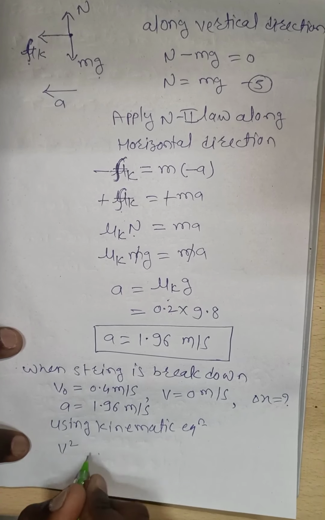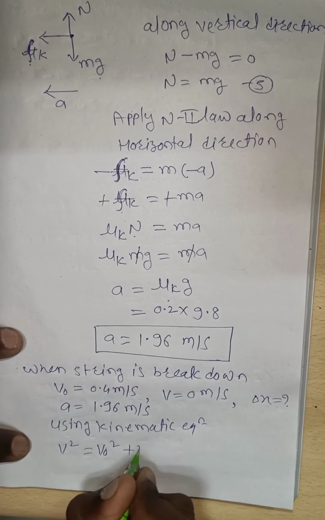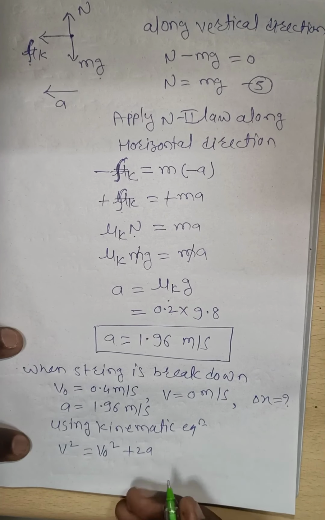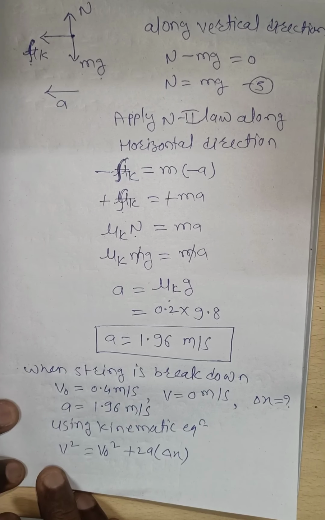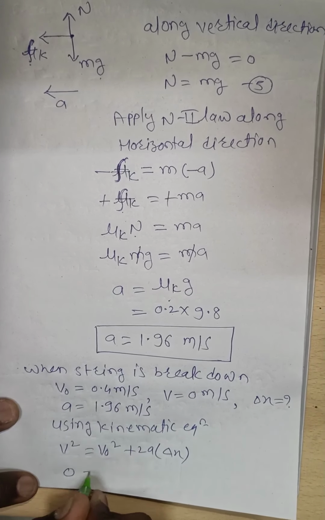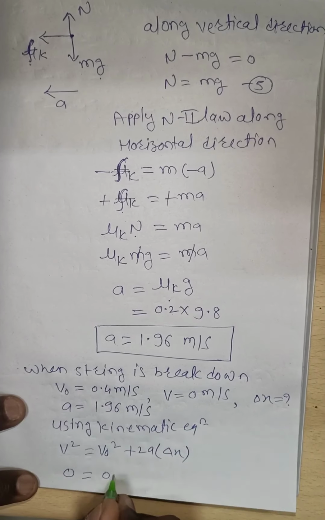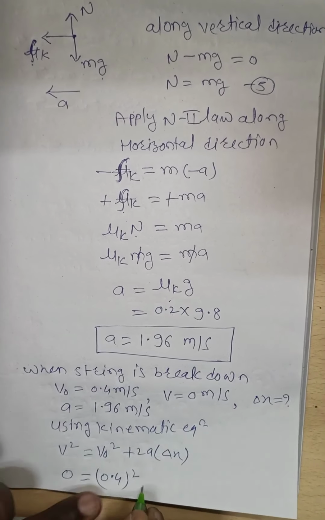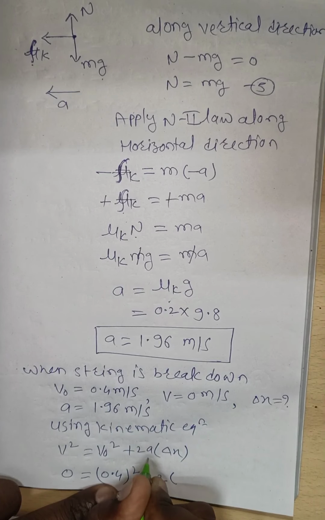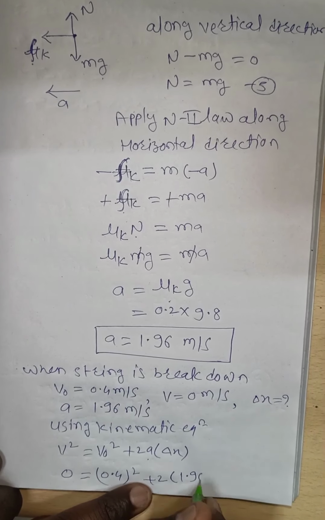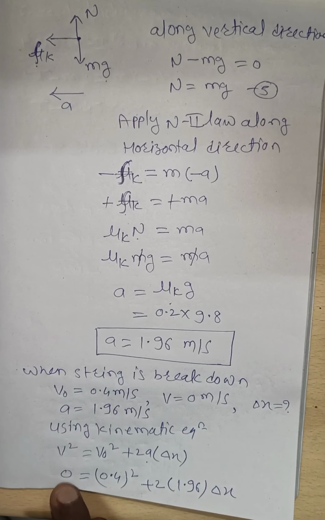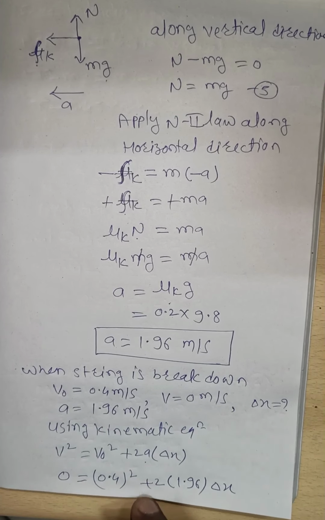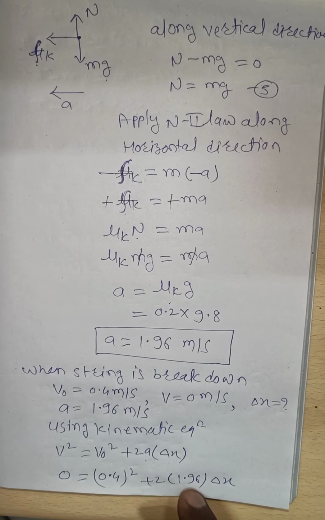That equation is v squared equals v naught squared plus 2a into delta x, where x minus x naught is delta x. Put down all the values. The final velocity v is 0, which is equal to the initial velocity 0.4 squared plus 2 into the acceleration 1.96 into delta x.